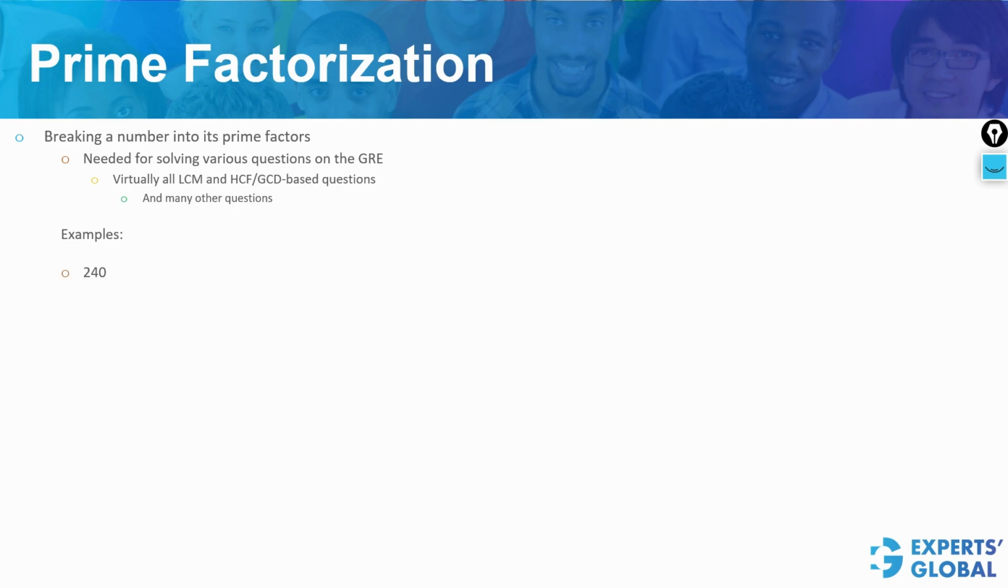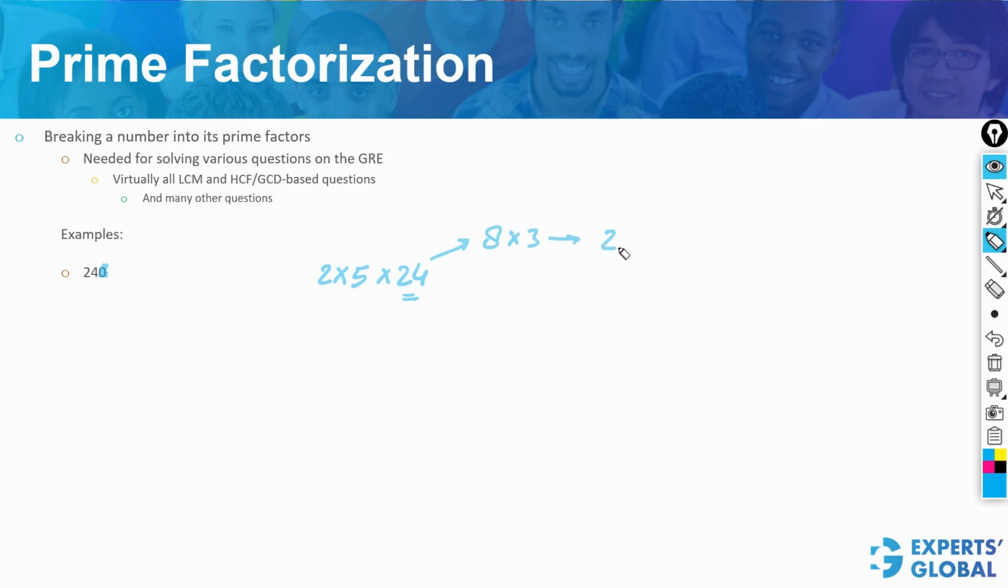It's always good to take the 0 away first. A 0 is always made up of a 2 and a 5. So we can write 240 as 2 times 5 times 24. And now see, suddenly the number becomes small. 24 can be broken into 8 times 3 or 2 raised to power 3 times 3 raised to power 1. Therefore, this expression is 2 times 5 times 2 raised to power 3 times 3 raised to power 1.